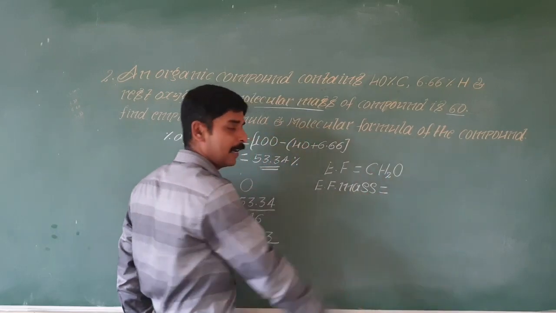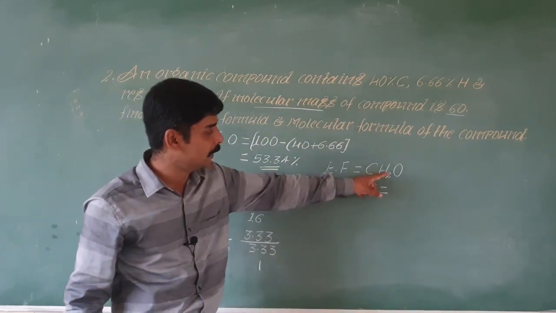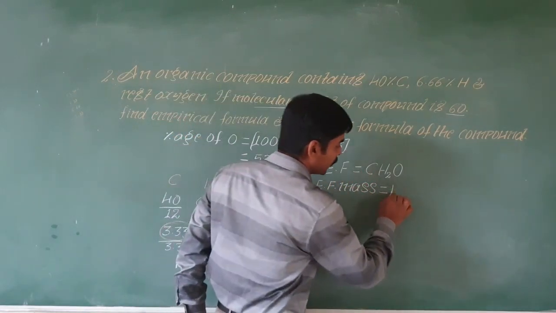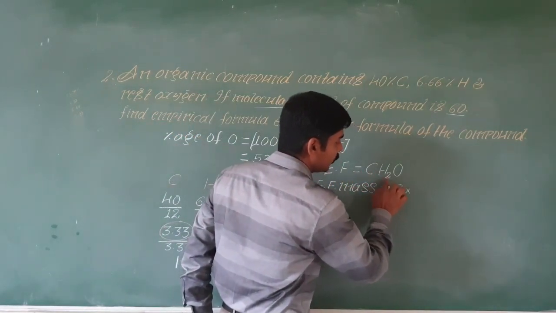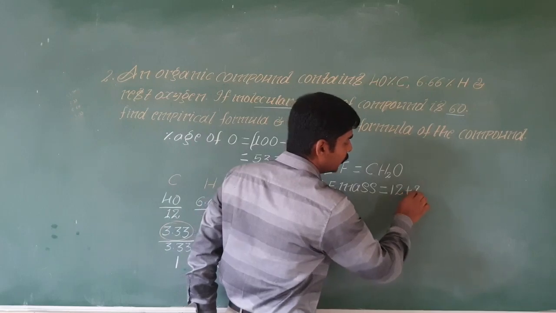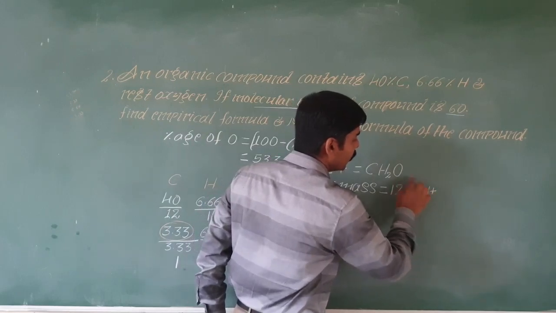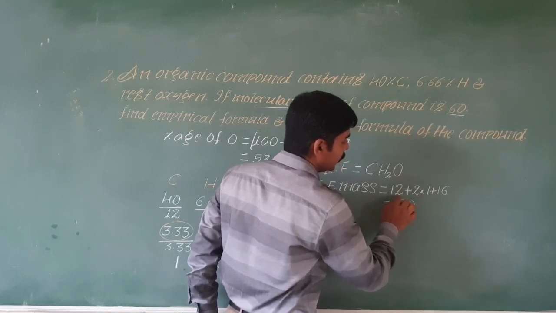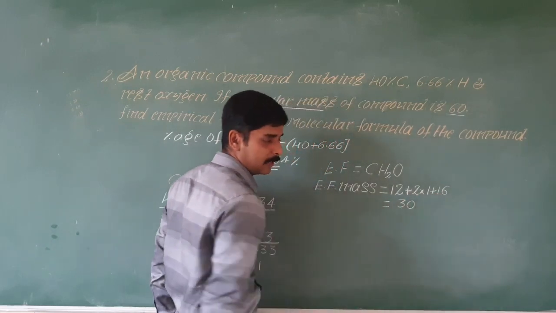By adding the atomic mass of all the elements present in the empirical formula: one carbon atom, that is 12; 2 hydrogen atoms, so 2 into 1; plus 1 oxygen atom, that is 16. This will come around 30. 12 plus 2 plus 16 is 30.